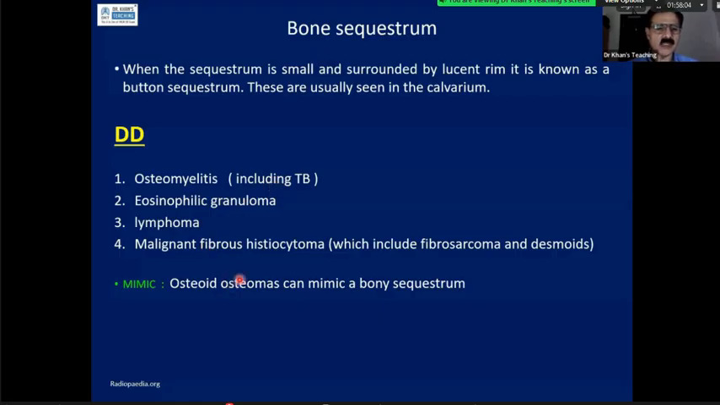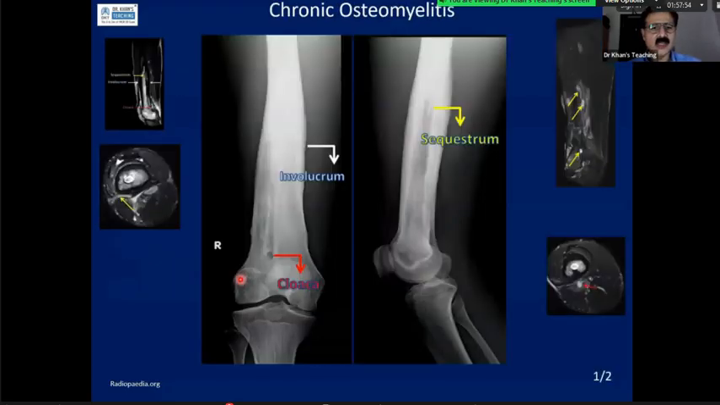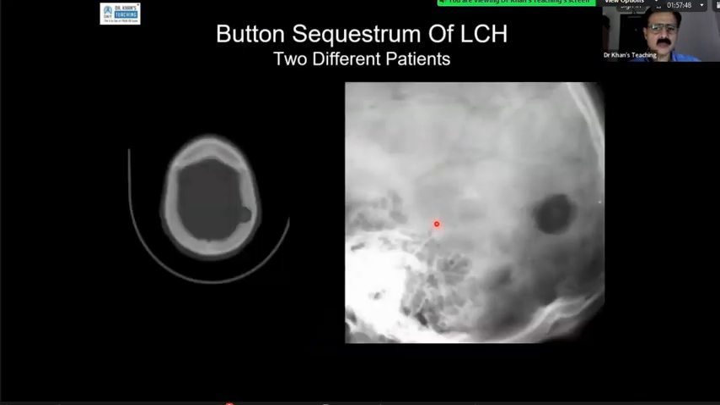Of course, a mimic is an osteoid osteoma, which gives you a sequestrum type of appearance, but where is it? It is in the cortex. It is not in the medullary cavity. So look here. This is in a case of osteomyelitis. This is a classical exam case. This is sequestrum in a skull X-ray.